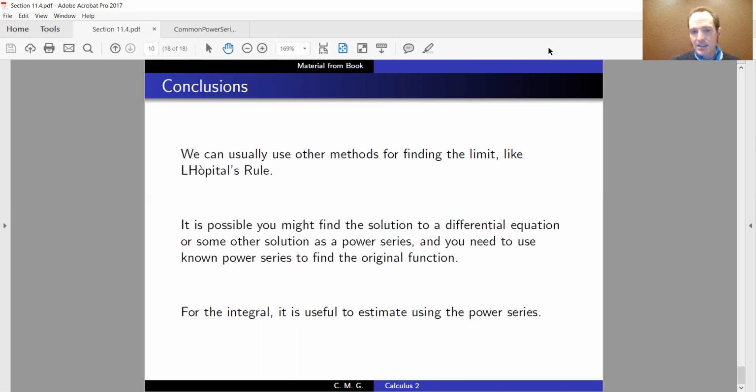Finally, for the integral, it is actually useful to estimate using the power series. I believe it's going to be faster than doing a Riemann sum. Your computer or calculator will do the Riemann sum stuff, and it may be a little harder to do the power series, but it's nice to get the exact value using the power series. It's a lot faster for you to do it by hand, especially. So that's a nice thing to do. Plus, you also have some bound on the error, whereas with the Riemann sum we don't have a whole lot of bound on the error. We just have to work with this.